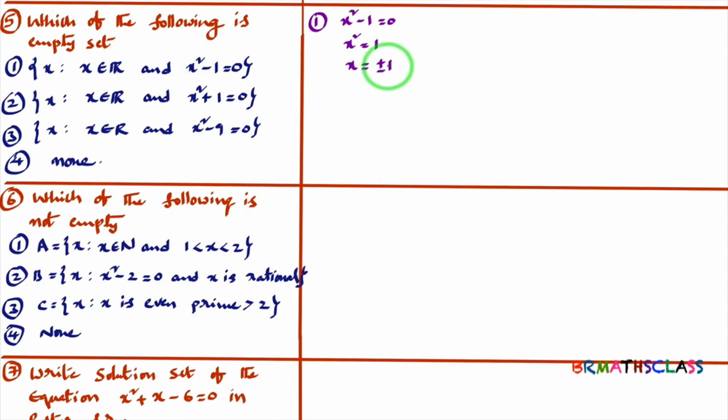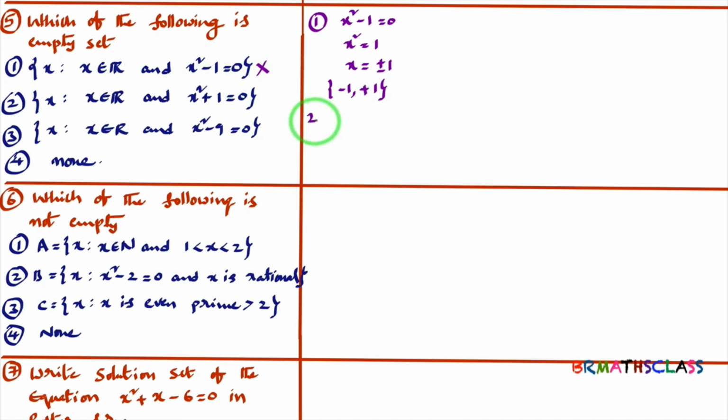If I take x as plus 1, x square is 1 only. If I take x as minus 1, x square is 1 only. What about the first option? First option you will get like this, minus 1, plus 1. But what does the question say? Which of the following is empty set? As per the first option, it contains 2 elements. This is not an empty set, it contains 2 elements.